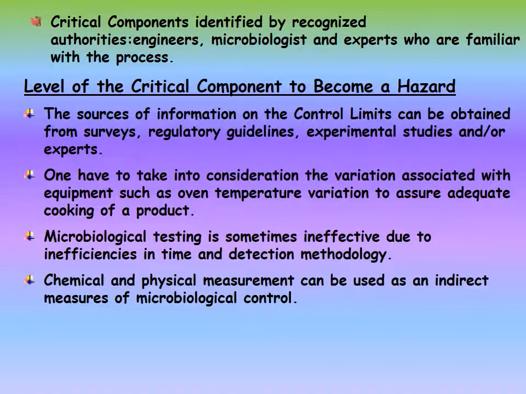One has to take into consideration the variation related with the equipment, such as the oven temperature variation, to assure enough cooking of a product. So for example, a product requiring a minimum temperature of 10 degrees could not be cooked in an oven with a temperature variation of 10 degrees plus or minus 5 degrees.